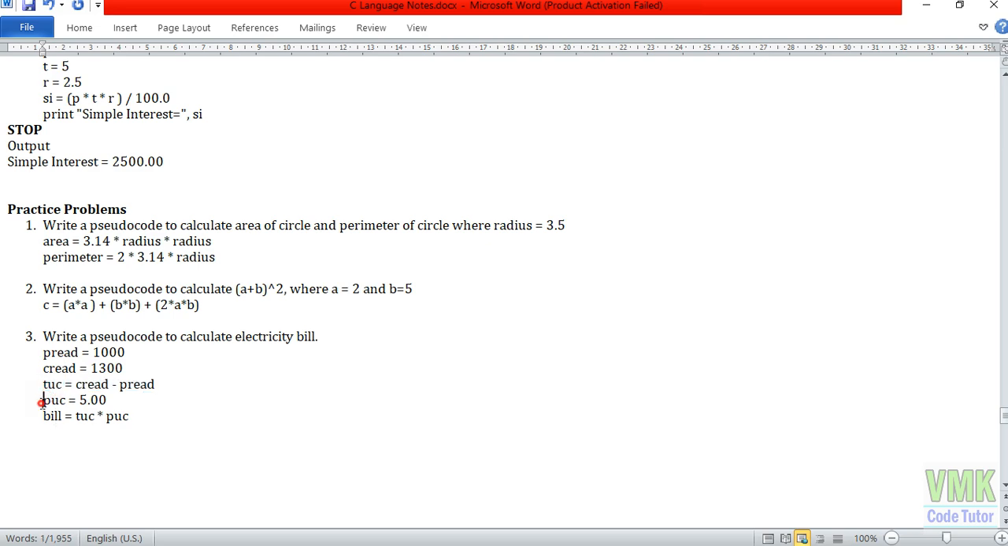Then per unit cost is equal to 5 rupees. 1 unit costs 5 rupees. Therefore, we have to calculate the bill. The bill formula is total units consumed multiplied by per unit cost. Now you have to print how many total units you got and how much bill was calculated. These two values you have to print on the monitor. Okay. These three problems you have to solve. Is it okay? Fine.